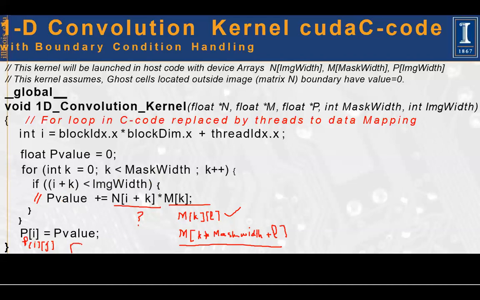Similarly, this one. How would you convert it? P, first index multiplied by the width of this matrix, which is image width, plus the second index j. So in this case, instead of writing Pij, you will write this.